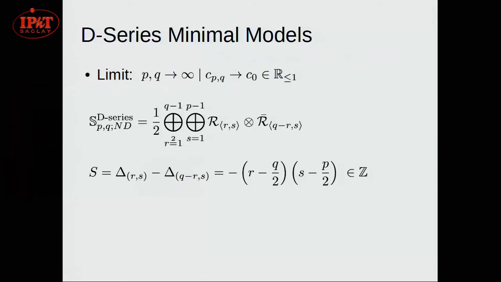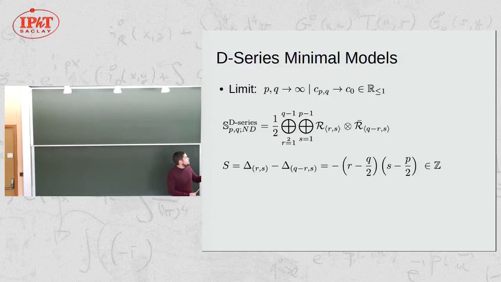So what is the limit I want to take? I want to send p and q to infinity such that c approaches some non-rational value c0. Here this should be less than 13, sorry, that's a mistake. But since the values of the central charges in the minimal models are dense on the real line, c less than 13, we can in principle take this limit.